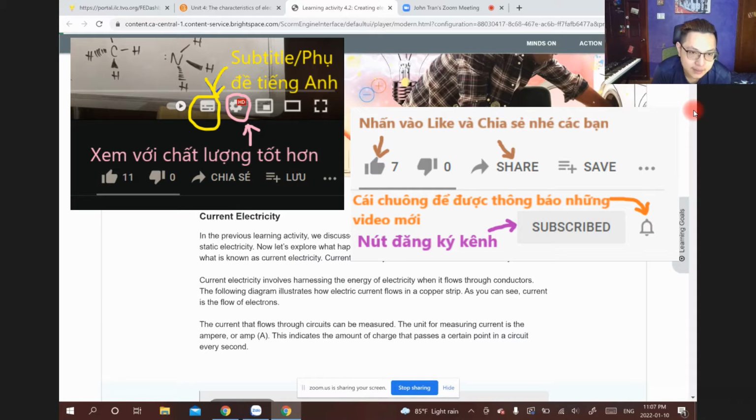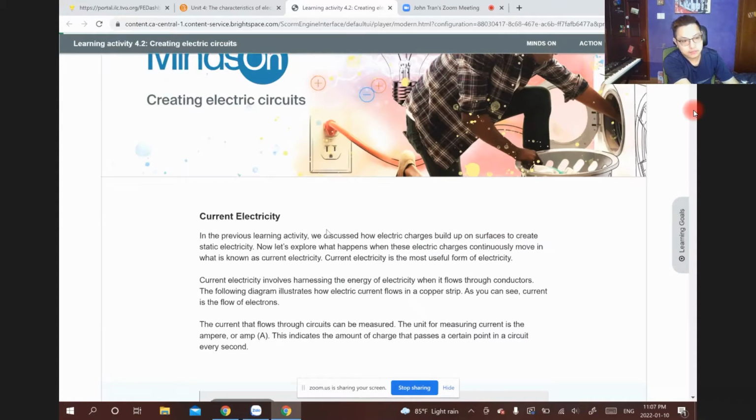Can you read that one? Current electricity. In the previous learning activity, we discussed how electric charge builds up on surfaces to create static electricity. Now let's explore what happens when these electric charges continuously move in what is known as current electricity.